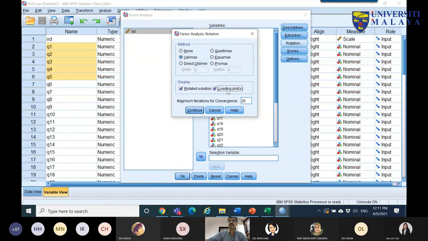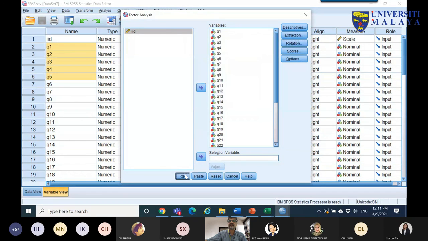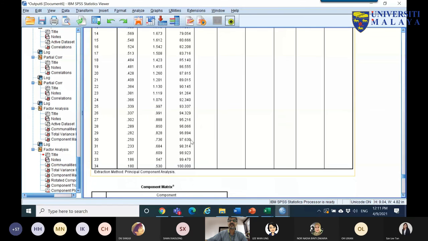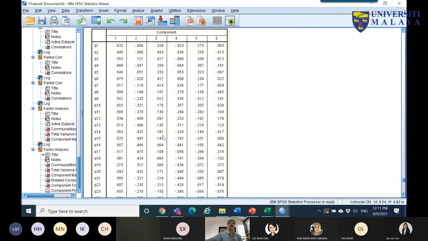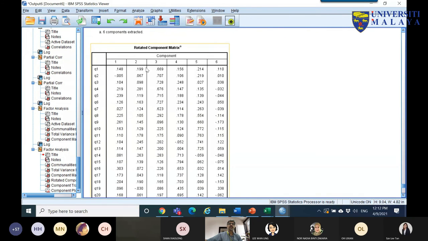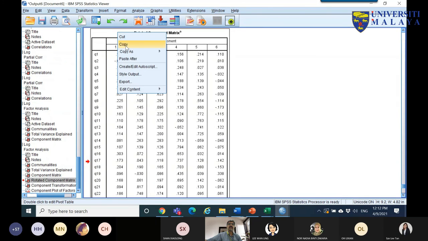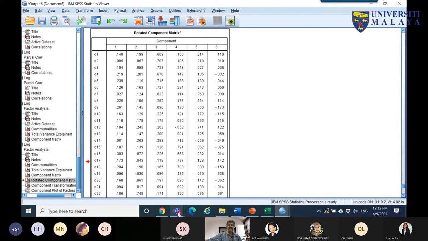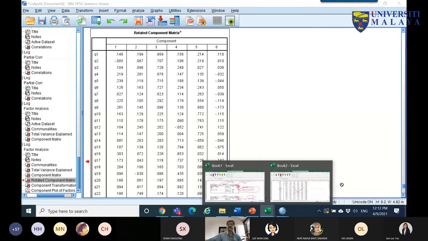Let me also look at the loading plots. If I click OK, now look at here. After rotation, can you mute your microphone? Sorry. Excuse me. Thank you.